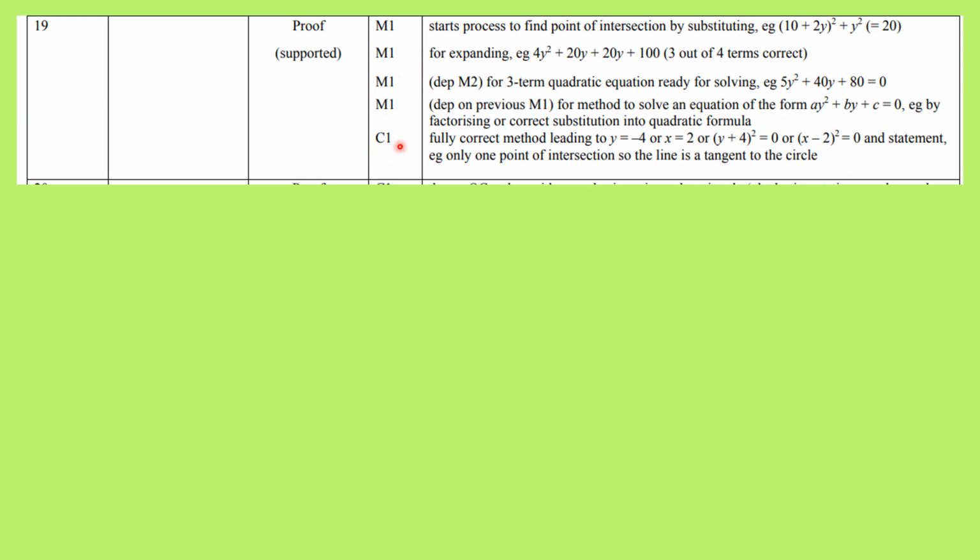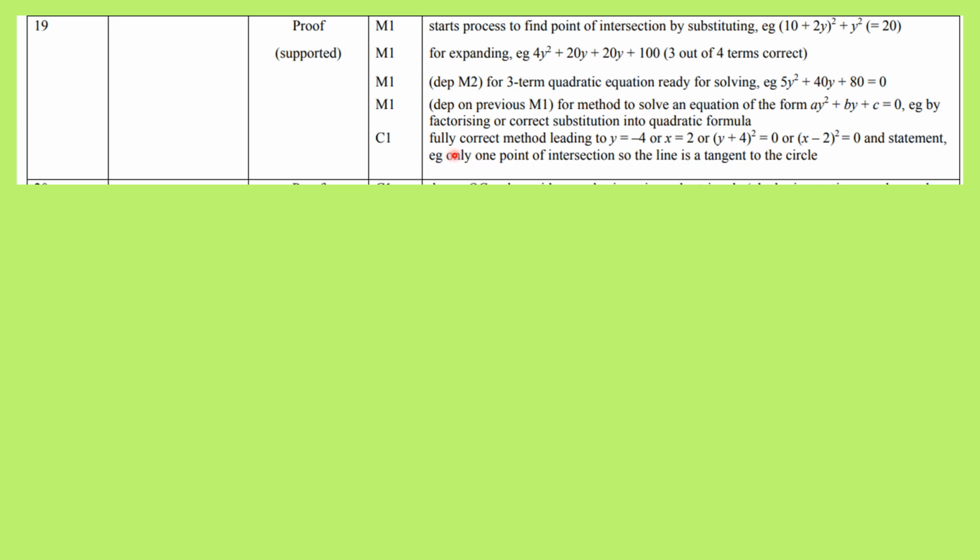The rest of this now is dependent on other marks being awarded. If you didn't get mark 2, you can't get the 3rd mark. So if you needed to first of all get this correct, and then to get a 3-term quadratic equation ready for solving. So you've simplified a quadratic down so that you can solve it. So something equal to 0. The 4th mark is dependent on you having done the substitution process in the first place, and is for a method to solve the equation either by factorisation or using the quadratic formula.